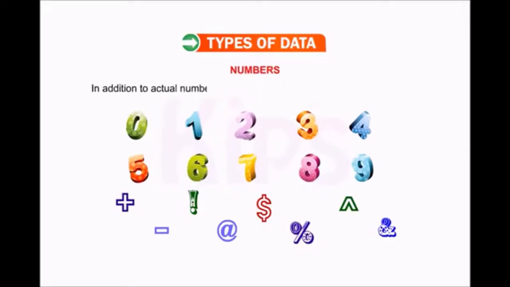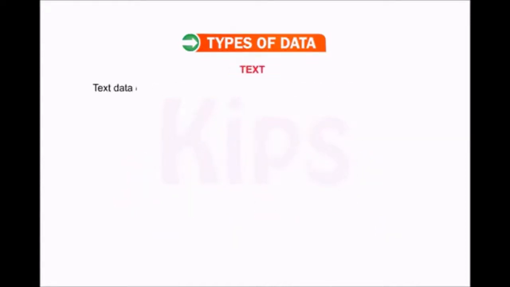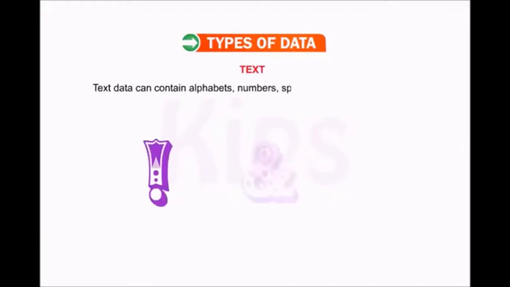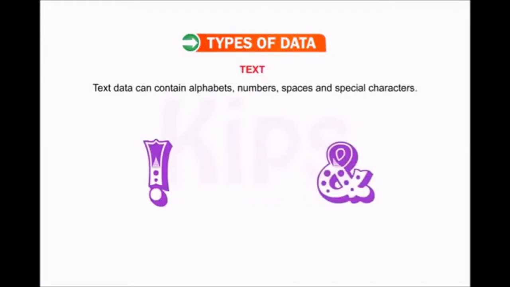In addition to actual numbers, Excel also stores date and time as numbers. By default, numbers are right aligned in a cell. Text. Text data can contain alphabets, numbers, spaces, and special characters. Text data is not used in calculations. By default, text data is left aligned in a cell. Most often, text entries are used for worksheet headings, names, and for identifying columns of data.